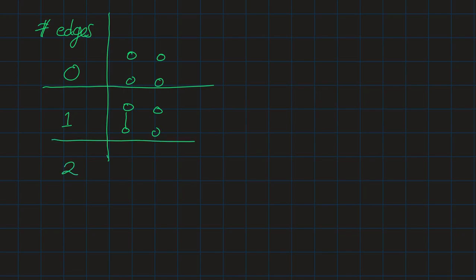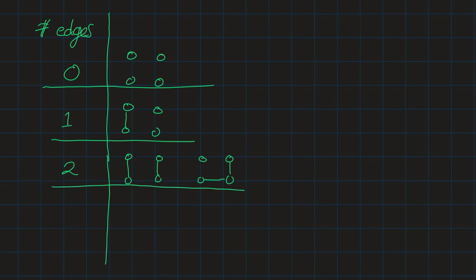So let's think about 2 edges. With 2 edges, I could do something like this, or I could do something like this. Okay, and these are not isomorphic. One way you can see they're not isomorphic is this is a vertex of degree 2, whereas on the left all the vertices have degree 1. So they're not isomorphic. And in fact, this is all of the graphs with 2 edges. There's no more graph with 2 edges. Okay.